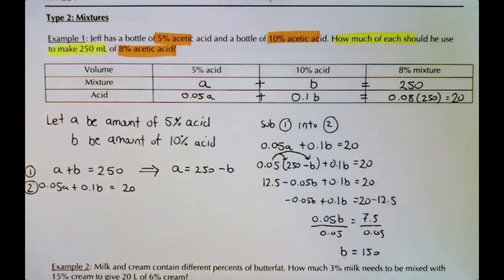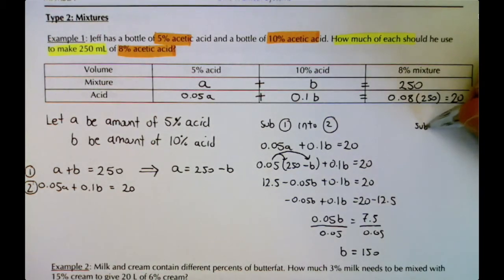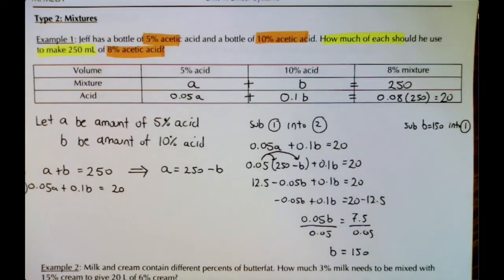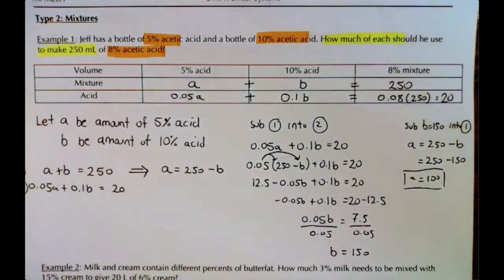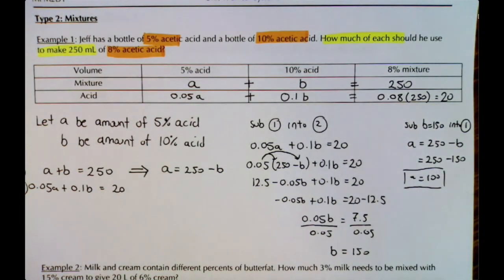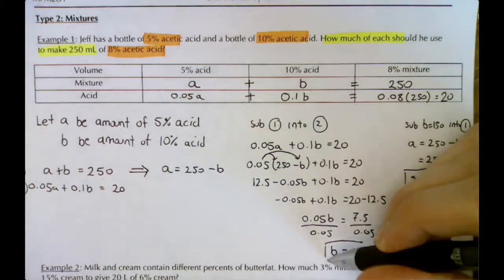How do we find A? Well, we sub B equals 150 into one of our equations. Let's use equation 1. Equation 1 is A equals 250 minus B. B is 150. If we subtract, we get 100. So we've got 100 of A and 150 of B.